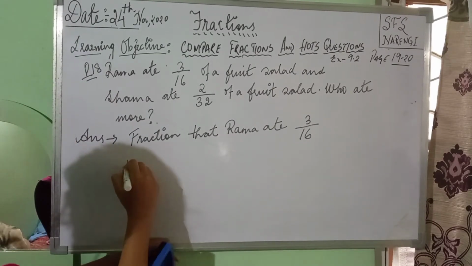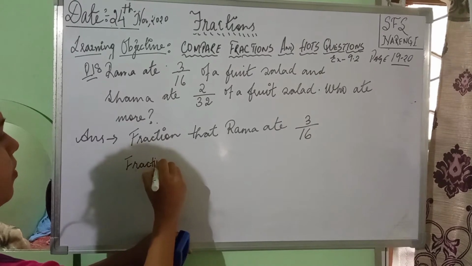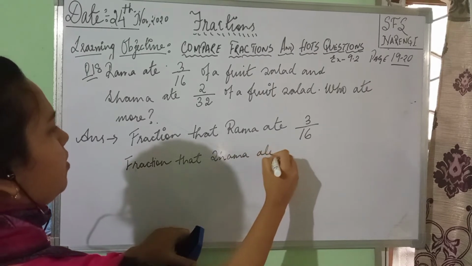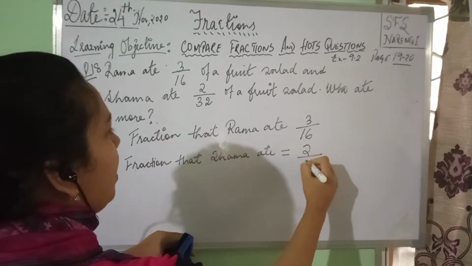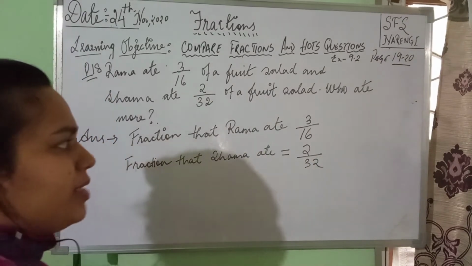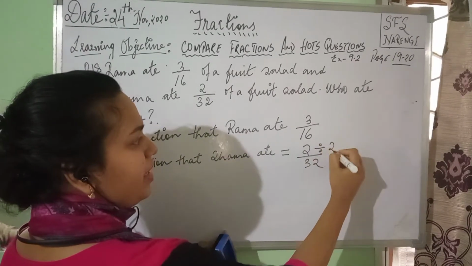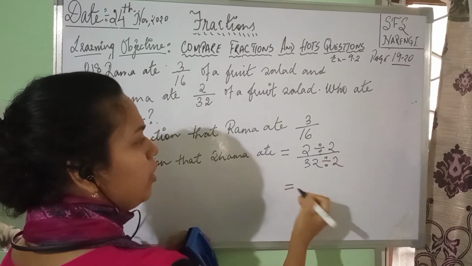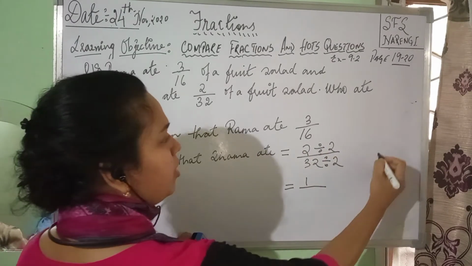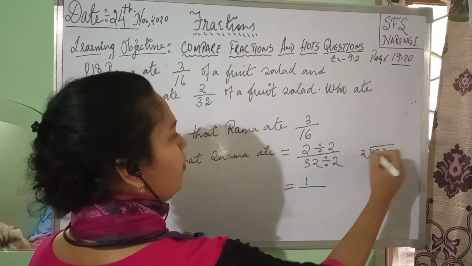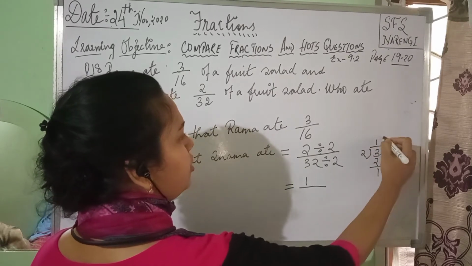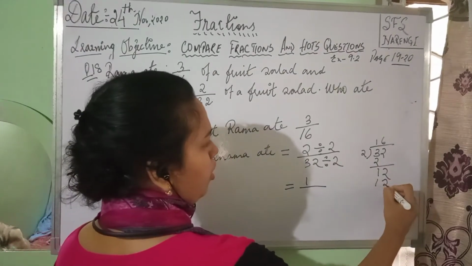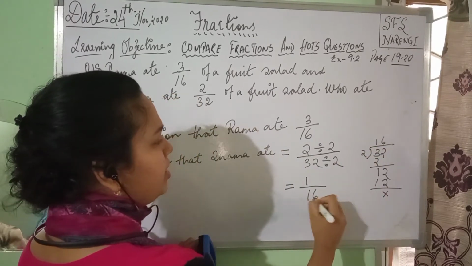Okay. Then we have to see the fraction that Shama ate. The fraction that Shama ate is 2/32. So you can see children, it is not in the lowest form. So if you divide both by 2, what will you get? 2 divided by 2 is 1. 32 divided by 2, how much is it, children? You can always use long division or you can calculate it mentally. Okay. All right. So 32 divided by 2 is 16.